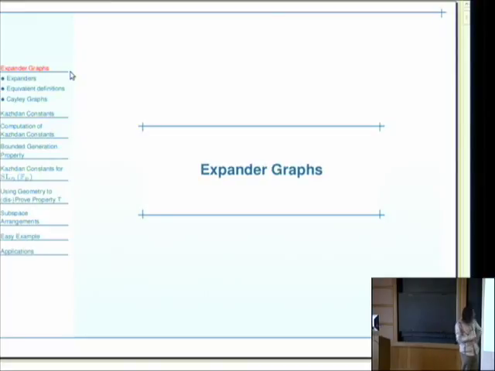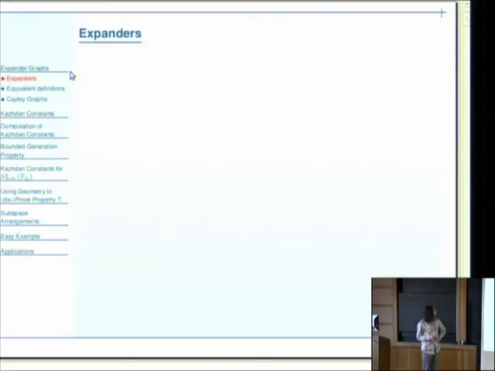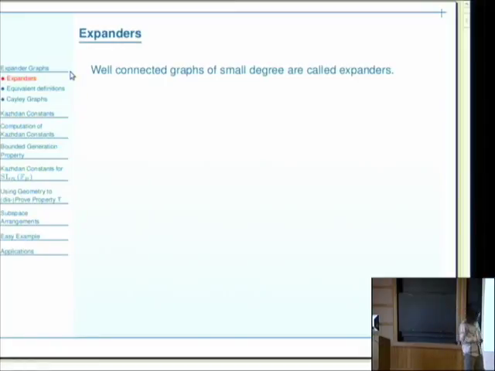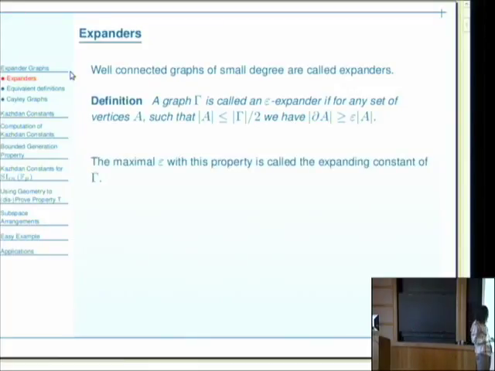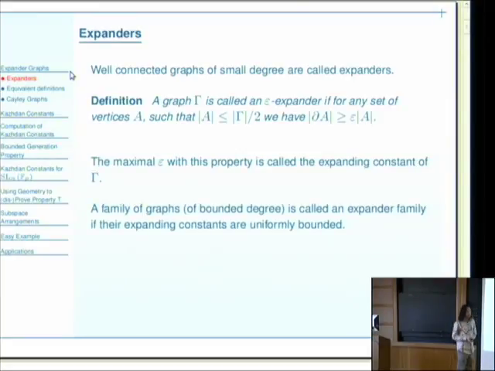Okay. So let's start with expander graphs. My definition of an expander is a very well-connected graph with small degree. More precisely, you talk about epsilon expanders, and a graph is an epsilon expander if any set of vertices has a lot of edges. And you have to put some technical conditions, like not everything, because otherwise everything is stupid. And you look at the maximal epsilon with this property, and you call this thing the expanding constant of the graph. This is the set of edges touching a set of vertices.